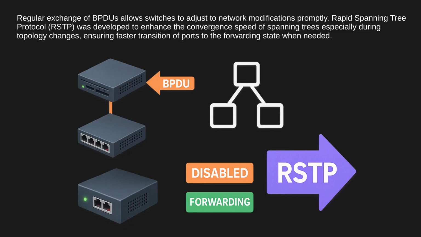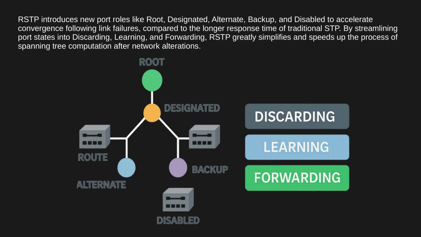Rapid Spanning Tree Protocol, RSTP, was developed to enhance the convergence speed of spanning trees, especially during topology changes, ensuring faster transition of ports to the forwarding state when needed. RSTP introduces new port roles like root, designated, alternate, backup, and disabled to accelerate convergence following link failures, compared to the longer response time of traditional STP. By streamlining port states into discarding, learning, and forwarding, RSTP greatly simplifies and speeds up the process of spanning tree computation after network alterations.